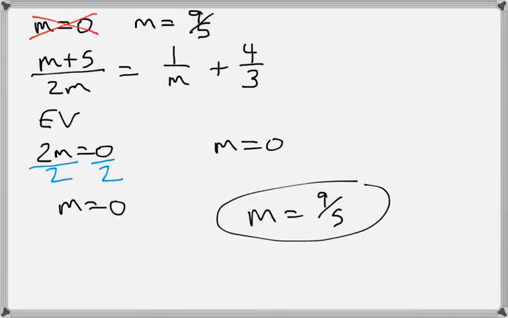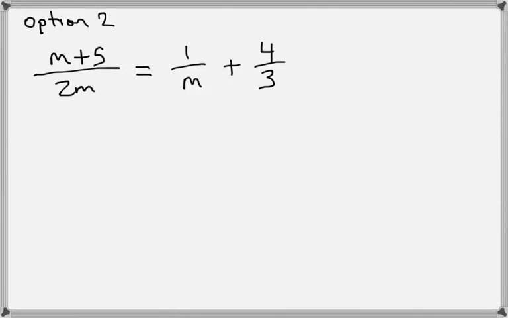As I said at the beginning, there are multiple ways to go about solving these. So let's go back to our original equation and look at a second option that is equally valid as to how to approach solving this problem. Before, in the first option, we combined the 1/m with the 4/3 to make one fraction. Another approach that we can take is to go ahead and subtract our fraction over.